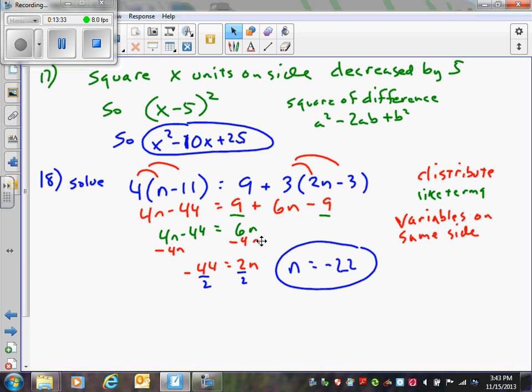Get the variables together by doing the opposite, minus 4n from both sides. I get minus 44 equals 2n. Divide by 2, I get n equals minus 22.